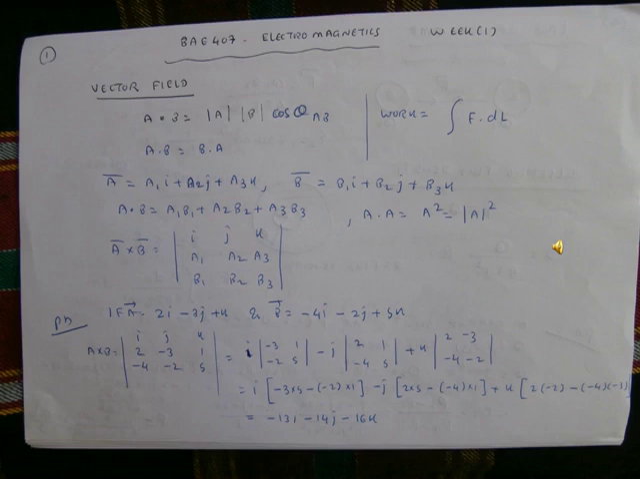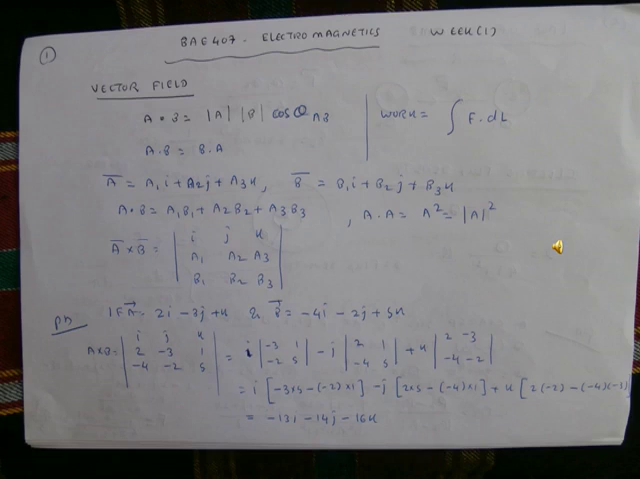So A dot B is equal to A1B1 plus A2B2 plus A3B3. And A dot A equal to A square, or the magnitude of A the whole square. And also we calculate the A cross B. So A vector cross B vector equal to the matrix. The first row will be i, j, k, second row is A1, A2, A3, and third row will be B1, B2, B3. So based on that principle, we solve the problem.